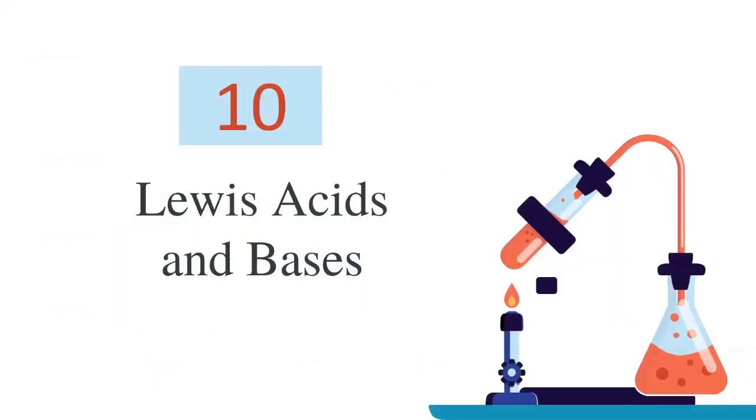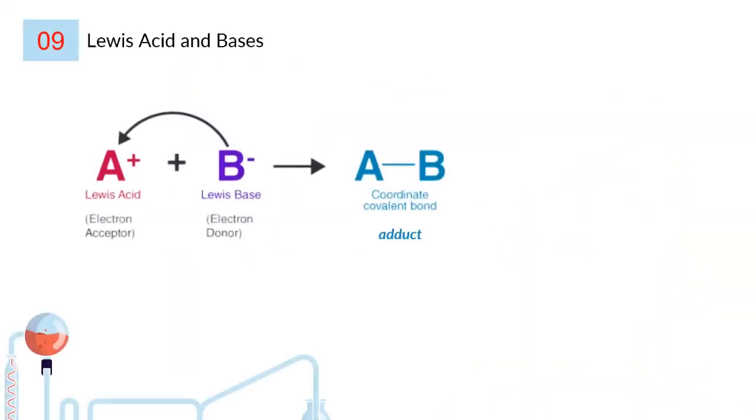Now, let us discuss the Lewis acids and bases. Lewis acids and bases are a broader classification of chemical species compared to Bronsted-Lowry acids and bases. A Lewis acid is defined as any chemical species that can accept a pair of electrons to form a coordinate covalent bond. The Lewis theory of acid-base reactions describes Lewis acids as electron pair acceptors and Lewis bases as electron pair donors. In this framework, a Lewis base can donate a pair of electrons to a Lewis acid, which will result in the formation of a coordinate covalent bond between them.